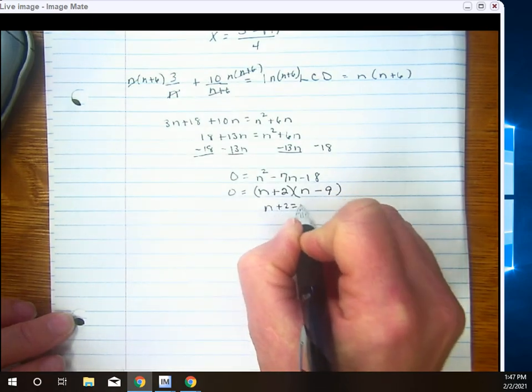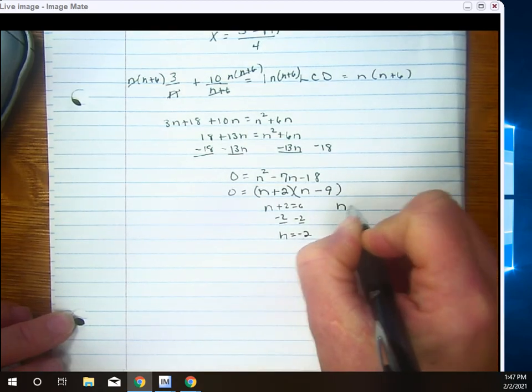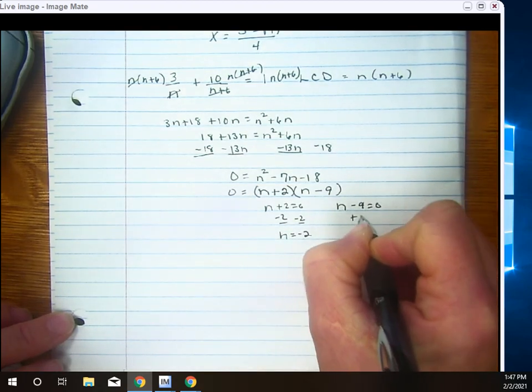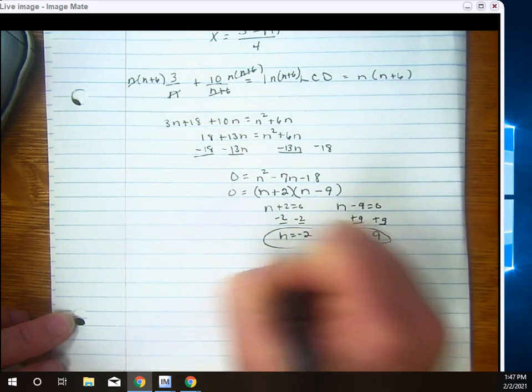N plus 2 equals 0. Subtract the 2. So n is a negative 2. N minus 9 equals 0. Add 9. So n is 9. Now, we've got to check.